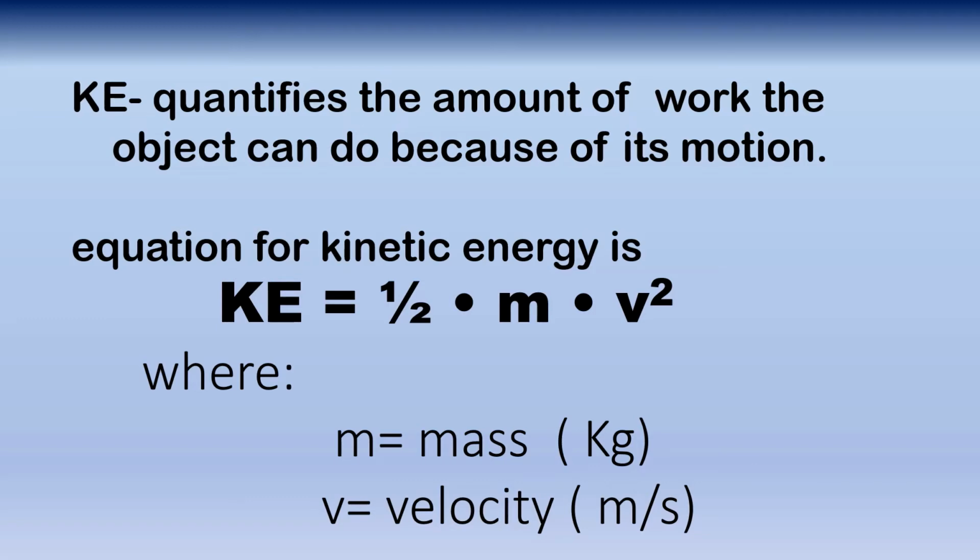The equation for kinetic energy is KE equals 1/2 mv squared, where m stands for mass and v stands for velocity. The unit of mass is kilogram. The unit of v is meter per second. Take note that it is squared, so the velocity is squared. This means that you multiply the velocity by itself, not multiply it times 2.